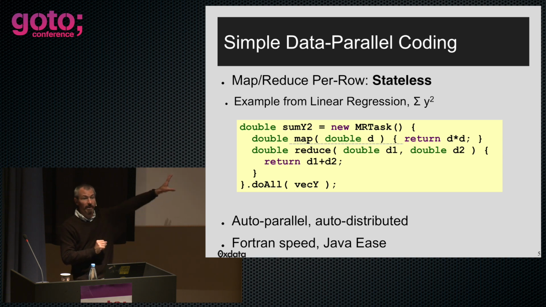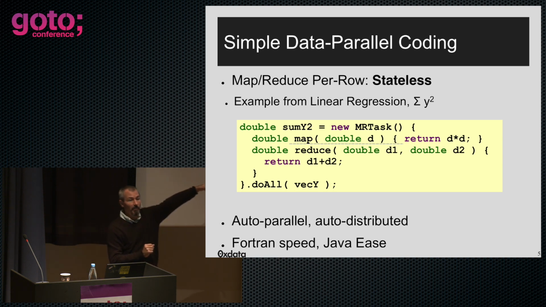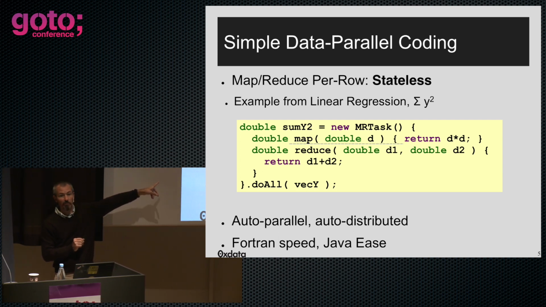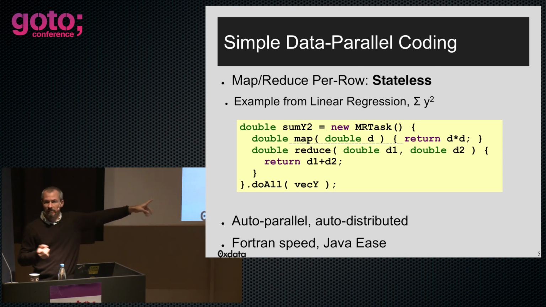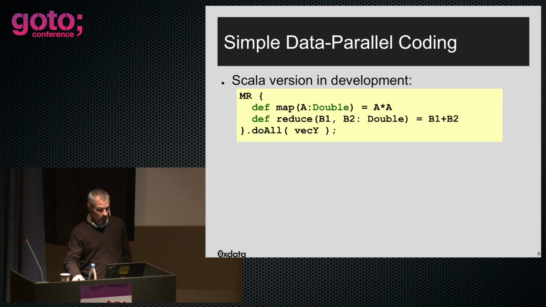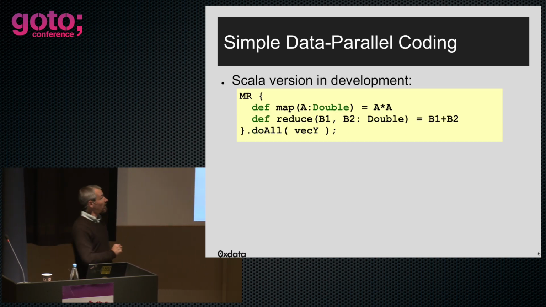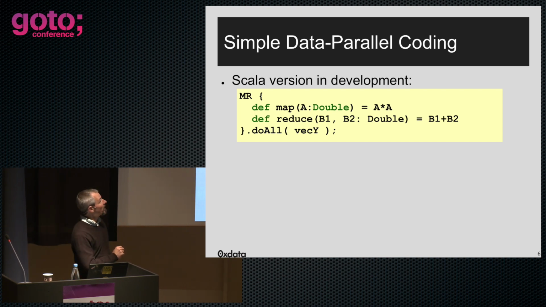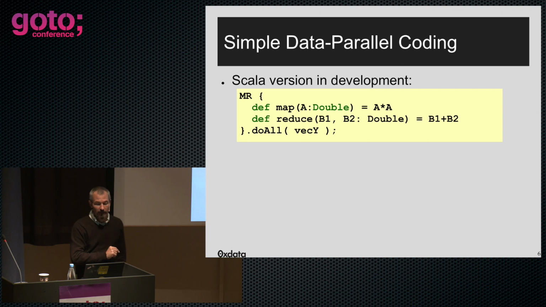I write this Java code exactly like this, and I say do all on my data, and it's going to run at memory bandwidth speeds. So this will take a terabyte in under a second, in some tens, hundreds of millis, depends on how big your cluster is, just like that. I have a Scala version in development. It's still being whacked on. It's not 100% complete, but it's clearly about half the lines of code, and you can get the notion really quick that you're just doing sums of squares here. So it's kind of a slick thing.